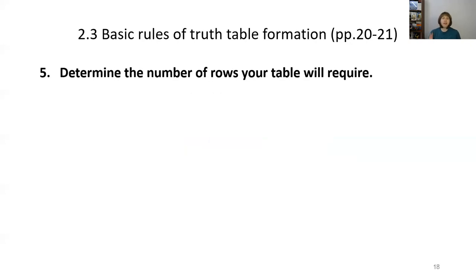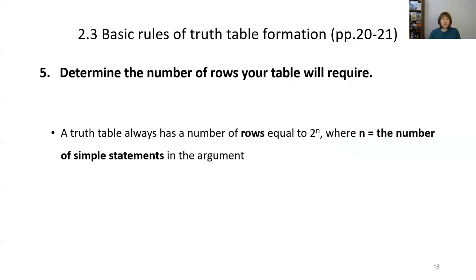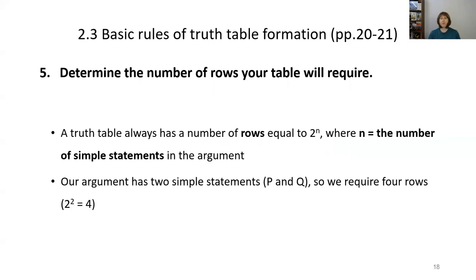Okay, step 5, determine the number of rows your table will require. And this is just what we were already talking about. This will always be 2 to the n. N is the number of simple statements in the argument. Our sample argument here has 2 simple statements, so we need 4 rows. And always remember, this calculation is producing the number of rows in addition to the header row. The header row is something separate. It's there by default. Every truth table has a header row, no matter what. It's all a question of how many extra rows we need.